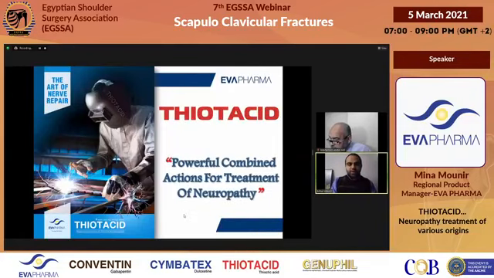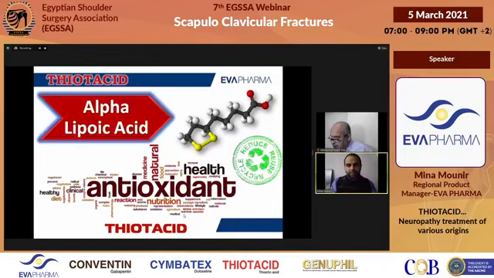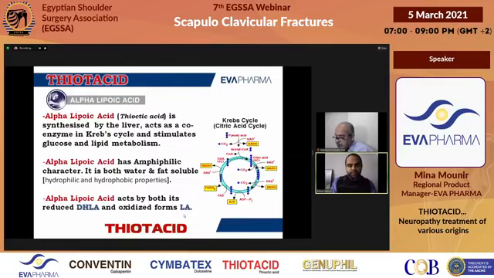And as usual, I'm highlighting Thiacid as a powerful combined-action treatment for neuropathy through its active constituent, which is alpha-lipoic acid or thioctic acid, because this molecule is a pleiotropic compound that has many mechanisms of action targeting different directions of neuropathy. Just mentioning that it is alpha-lipoic acid or thioctic acid, and it is already synthesized in the liver, but the patient with neuropathy needs a higher therapeutic dose to give its therapeutic effect.